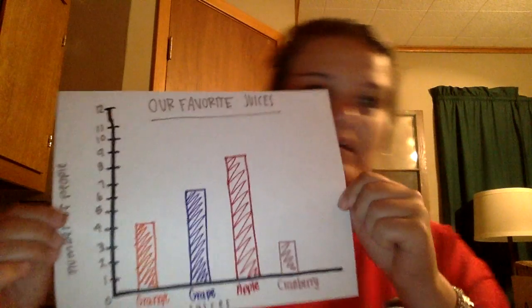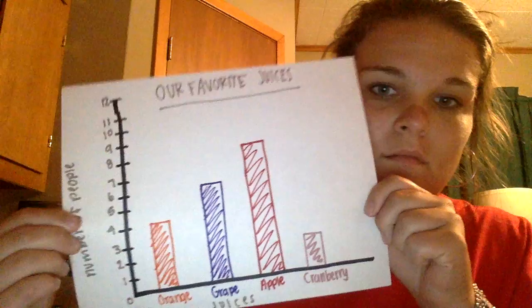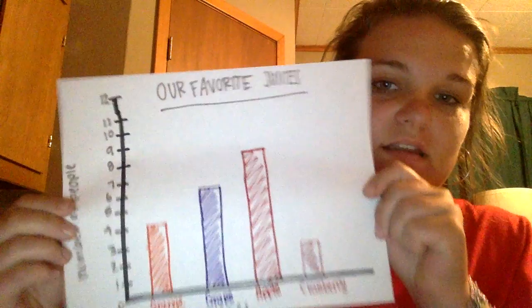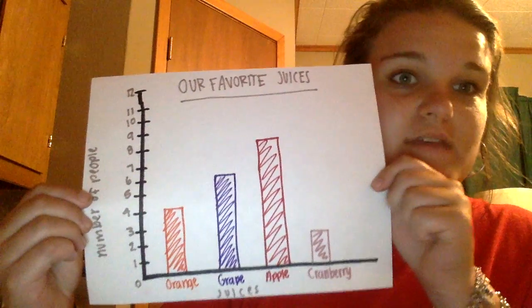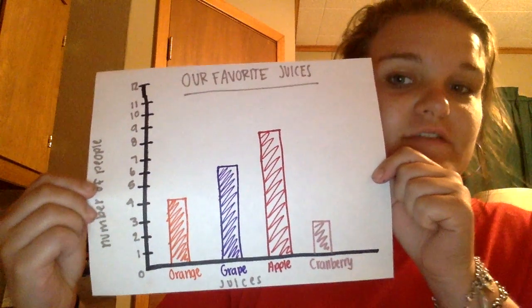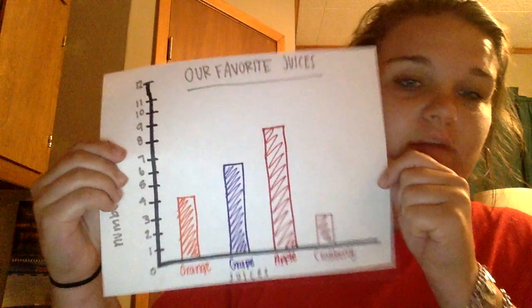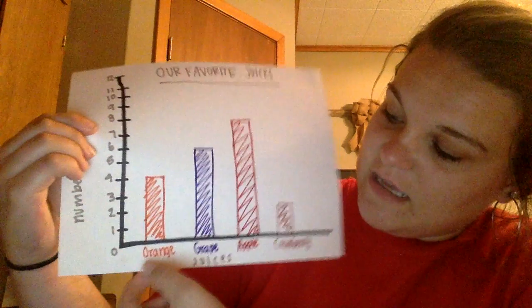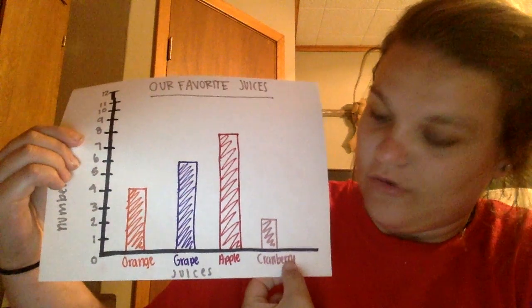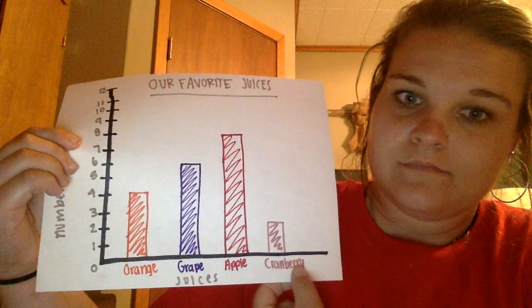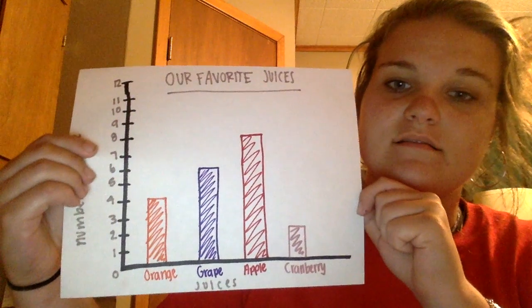This is a bar graph. Yes, it is pretty neat. On this bar graph, we have graphed information about our class's favorite types of fruit juice. The different types of juices are listed on the bottom of the chart. So you can see orange, grape, apple, and cranberry. Can everyone see that? Good.